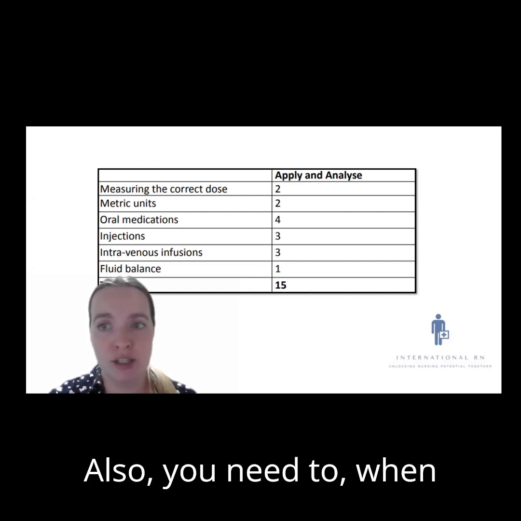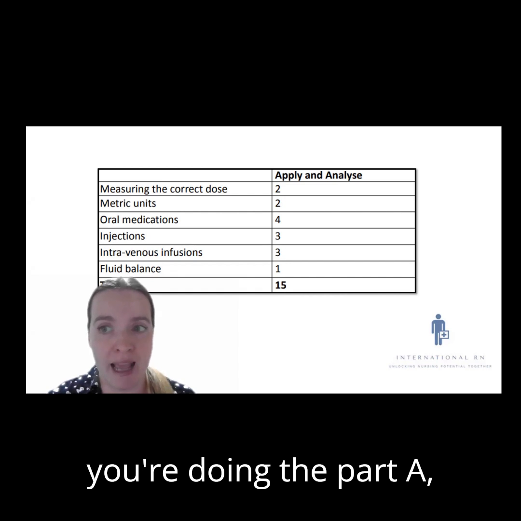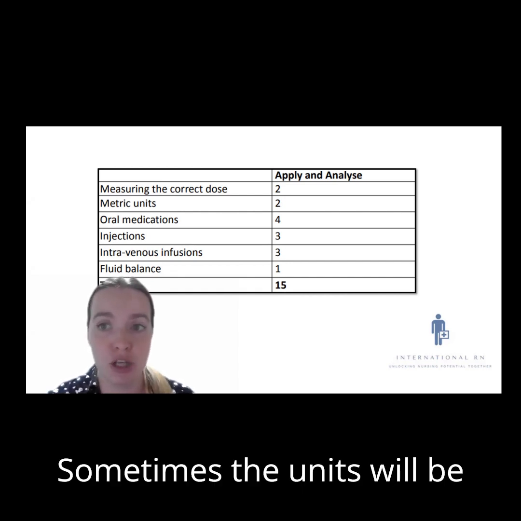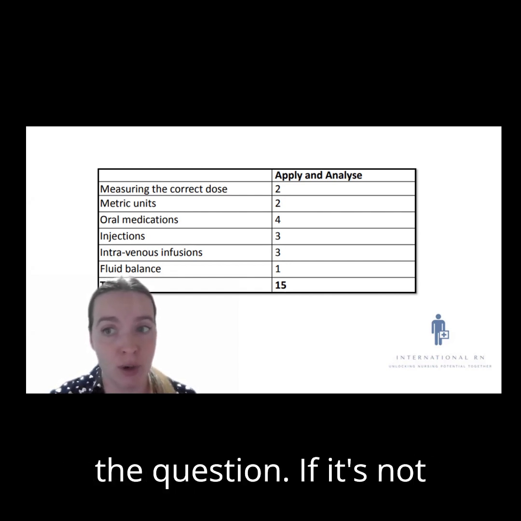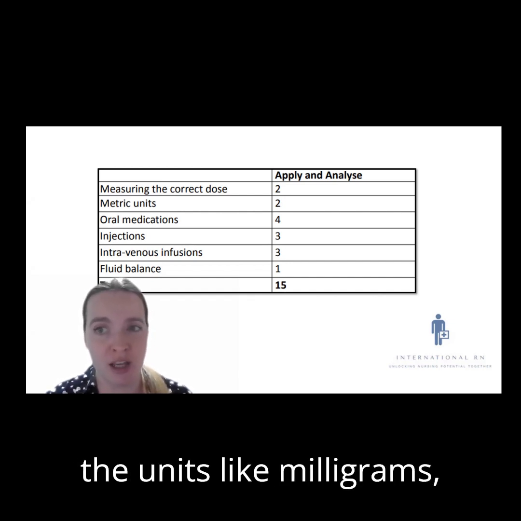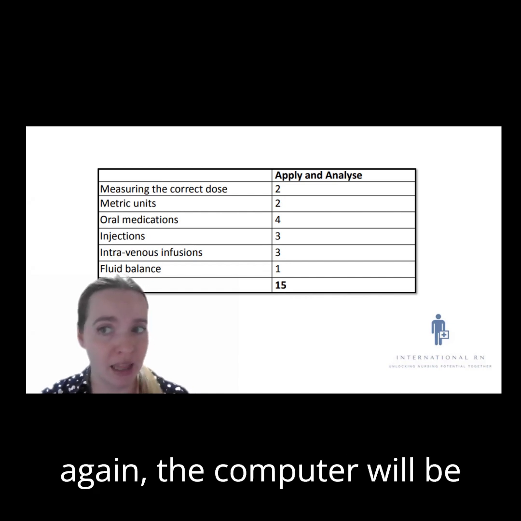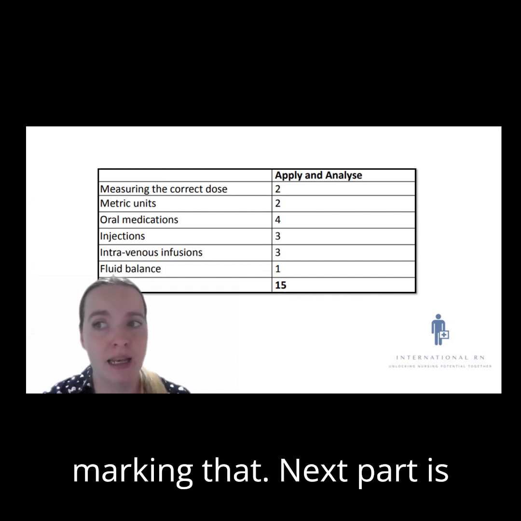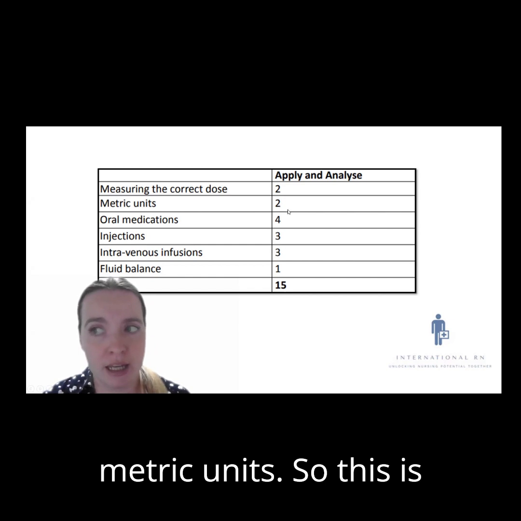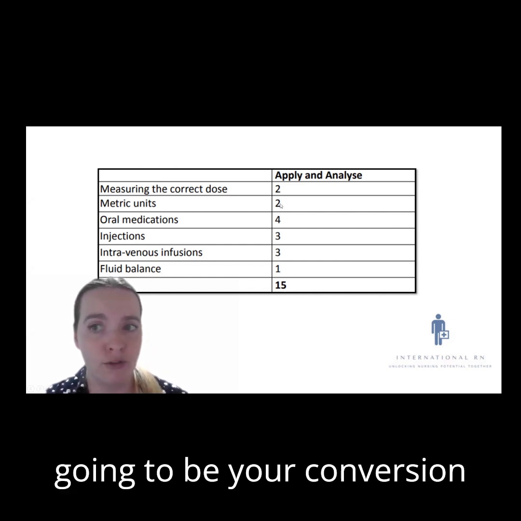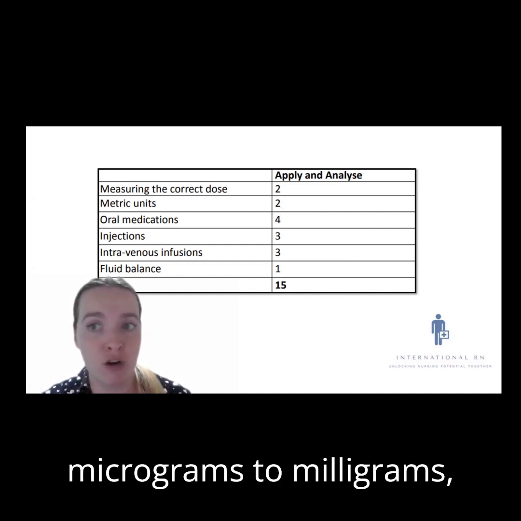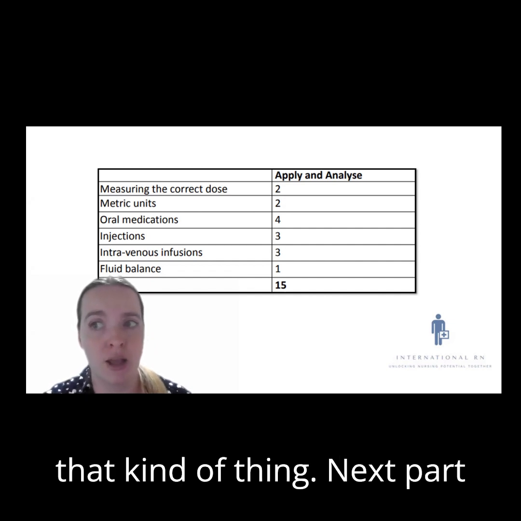Also, when you're doing Part A, sometimes the units will be written there at the end of the question. If it's not written, you need to write the units like milligrams, mils, whatever it is, because again, the computer will be marking that. Next part is metric units. This is going to be your conversion between units, like micrograms to milligrams, that kind of thing.